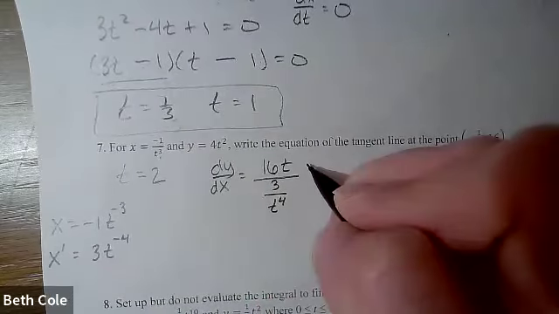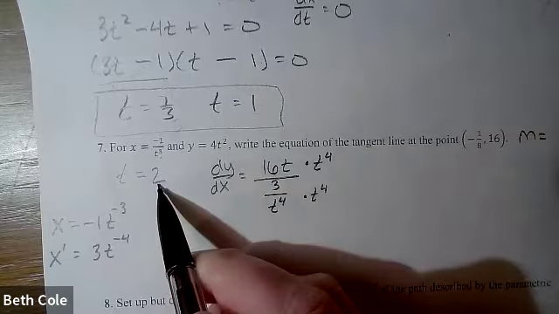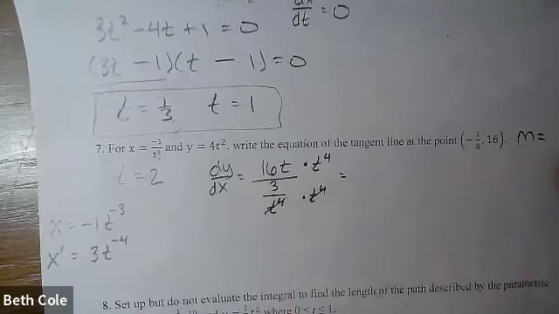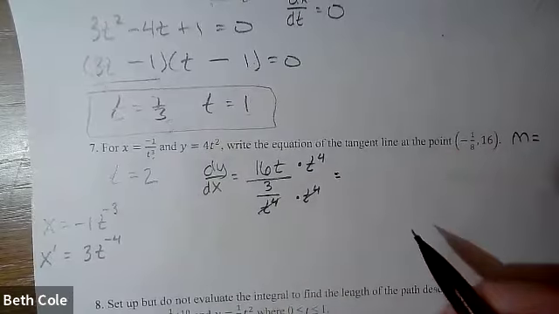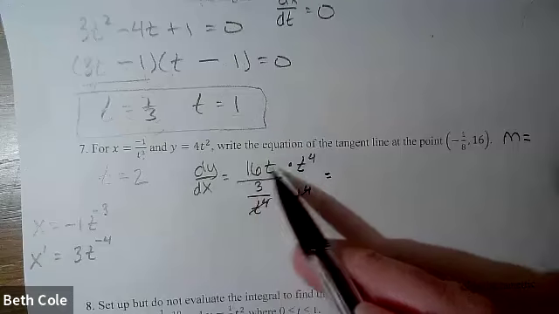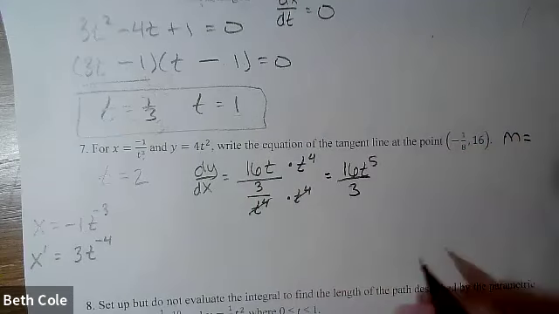This is kind of up to you, but I am going to take a step and clean this up a little just because I'm going to have to plug 2 in. So I'm going to multiply in order to cancel this out so I don't have a fraction inside of a fraction. The step is kind of optional. You can just go ahead and plug in 2 if you want, but I think this is going to make it look a little nicer. This will be 16t to the 5th over 3.